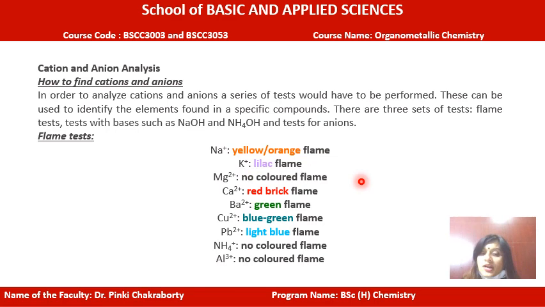If there is no color, then either magnesium could be present in the salt, or ammonium, or aluminium in +3 state. If the flame is red brick color, then calcium is present in the salt. If it is a green colored flame, then barium would be present. If the flame is blue-green colored, then copper in +2 state will be present. And if it is a very light blue colored flame, then lead 2 plus salt must be there in the mixture.